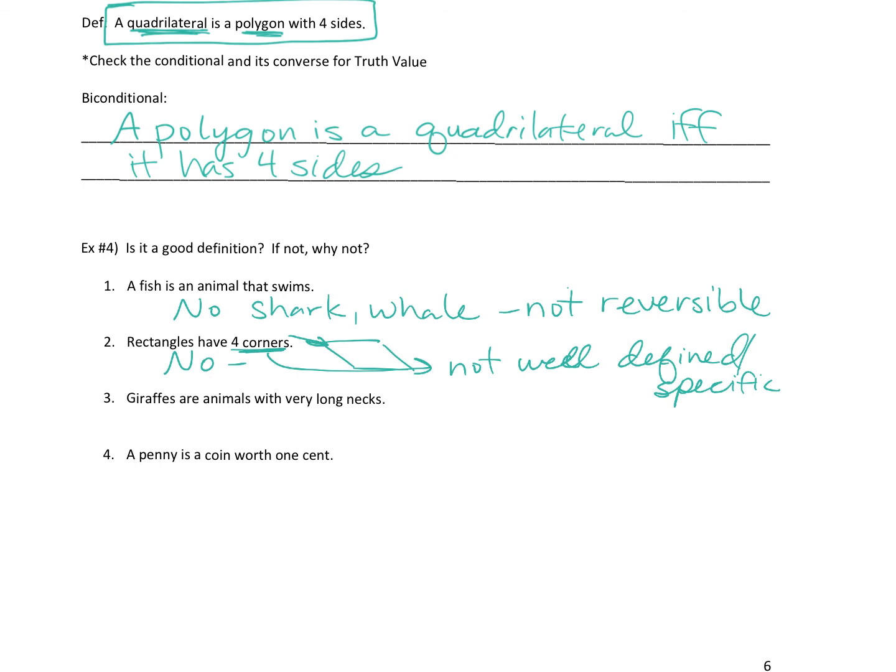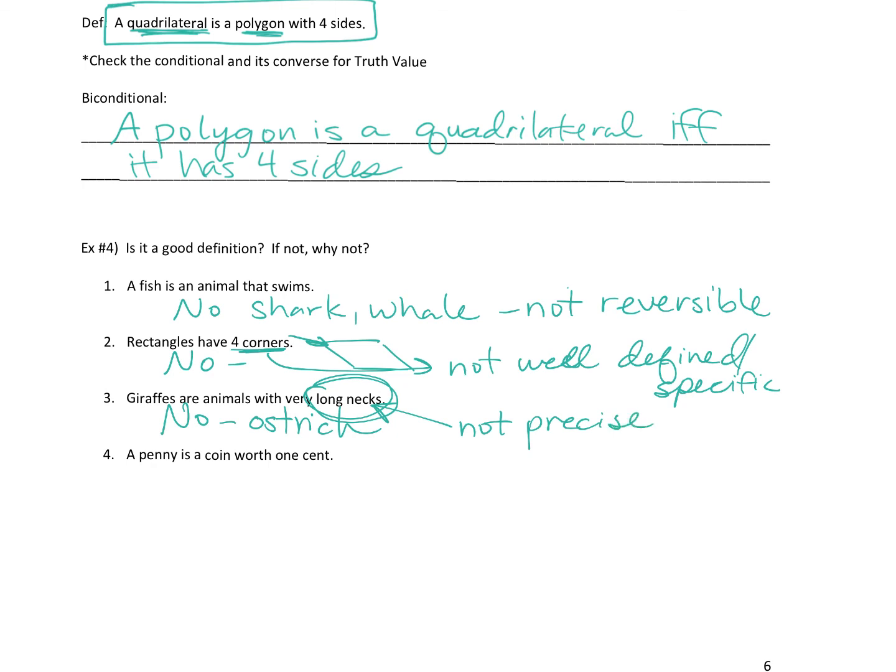Okay, number 3. Giraffes are animals with very long necks. Good definition? If an animal is a giraffe, then it has a long neck. Is that true? If an animal has a long neck, then it's a giraffe. No. What's a counterexample? How about an ostrich? I'd say they have long necks. The reason it's not great, this long necks, what's long, right? That's relative. So not precise would be that.